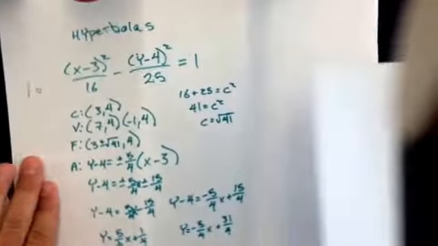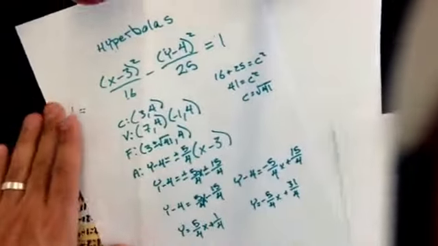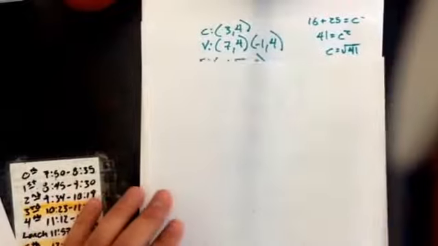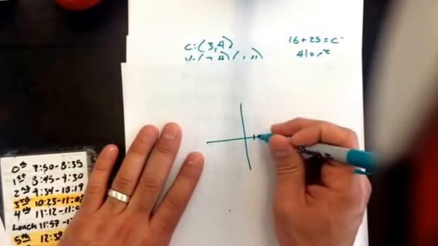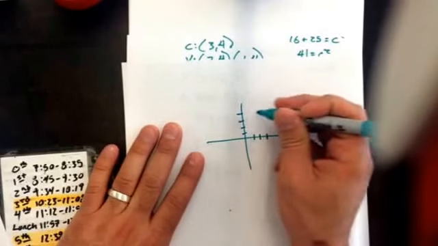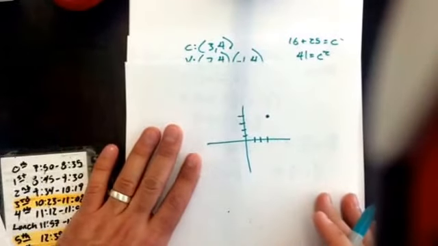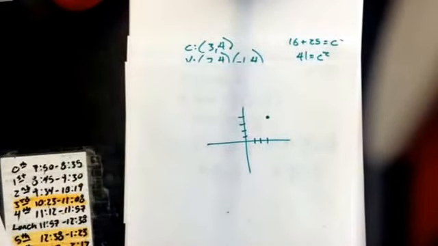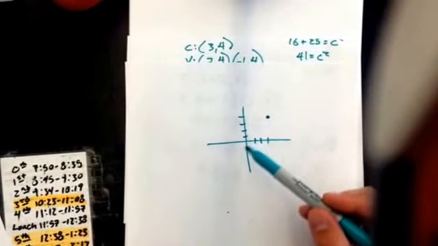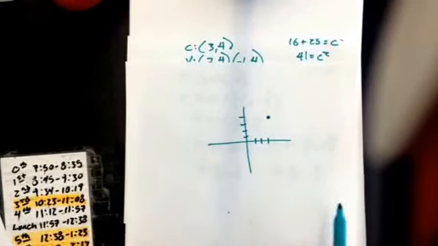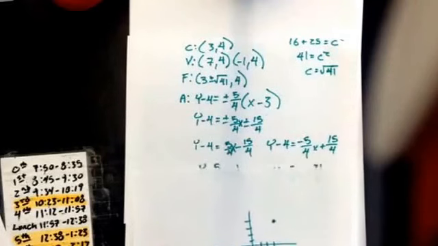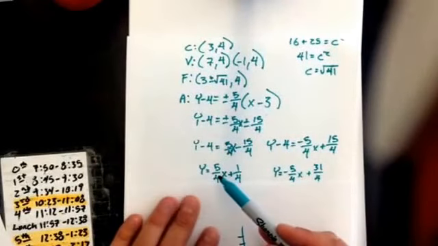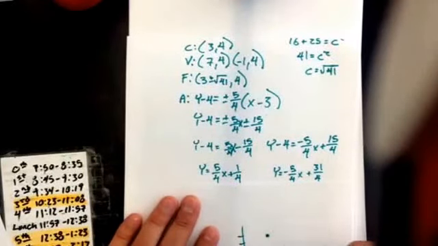Now I have all the information I need to graph it, so I'm going to go through the process of trying to graph this. See if I can get it with all the information on there. My center is at 3, 4, so the center is going to be 1, 2, 3, 1, 2, 3, 4, right here. The really important thing about the center is for drawing the asymptotes.